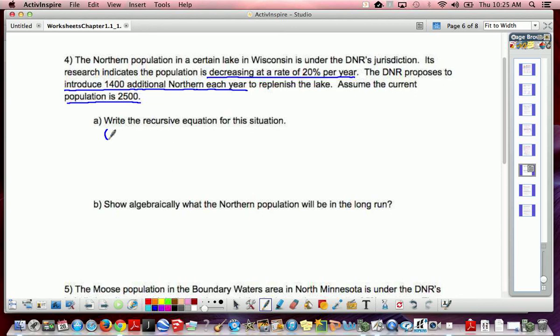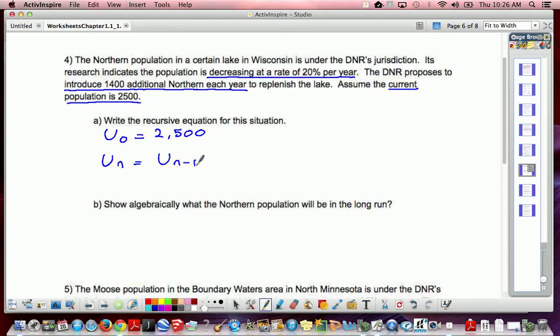So recursive again, u sub 0, what's our starting population? Well, it said current, okay, so what is it now? Current population is 2,500 northern. So what are we doing to try to maintain this population? So u sub n equals u sub n minus 1. Well, unfortunately, it's decreasing at a rate of 20% per year.